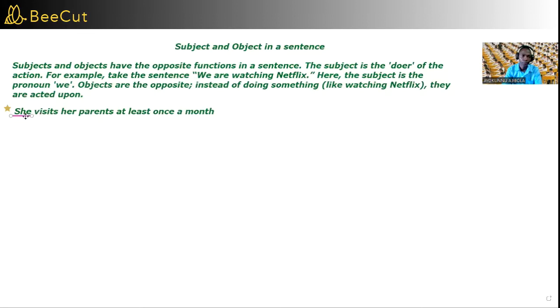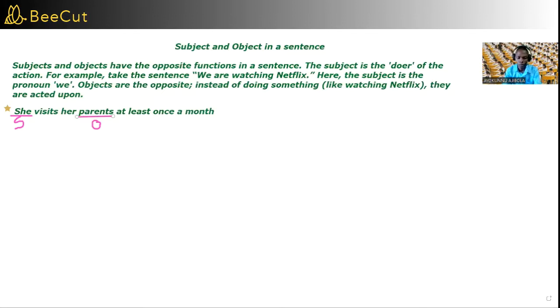So here now, I can say S stands for subject and O stands for object, because that is the receiver of the action. So we're going to bring up another example.